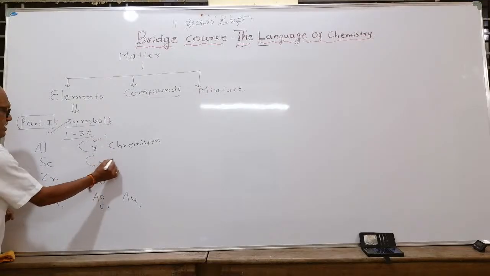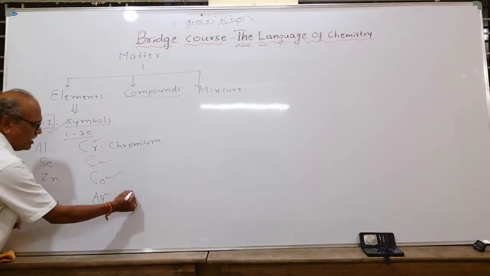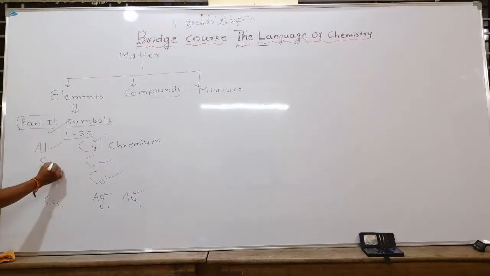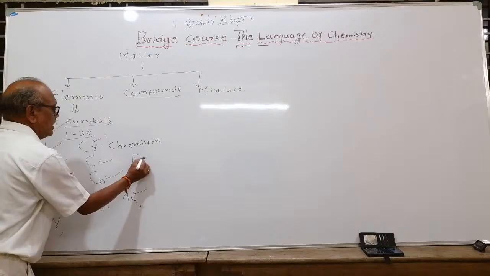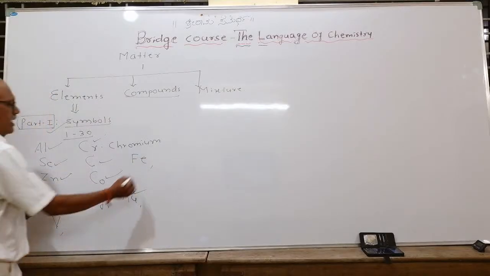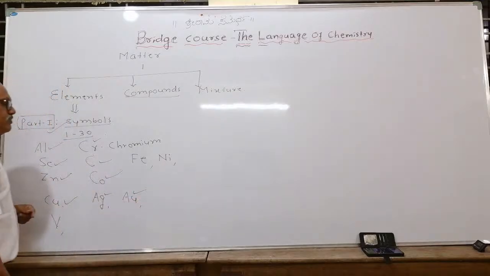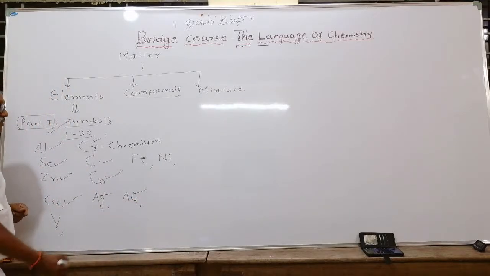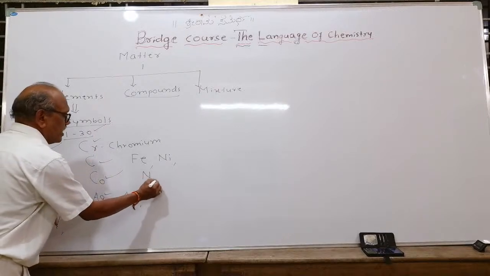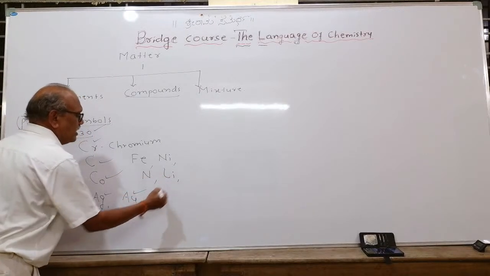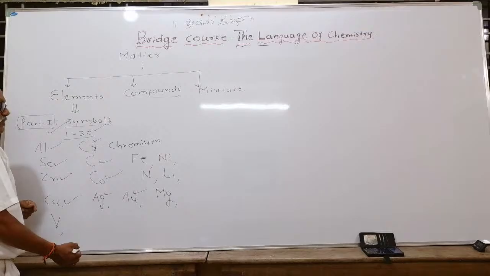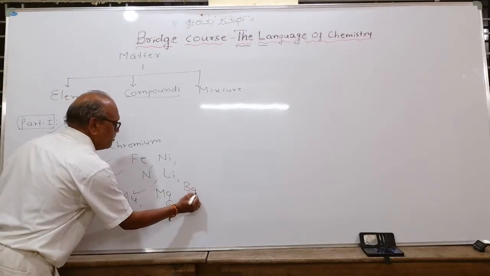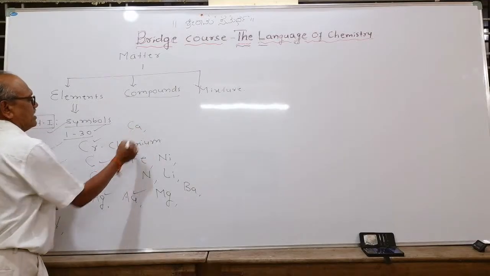Cr is chromium, C is carbon, Co is cobalt, Ag is silver, Au is gold, Al is aluminium, scandium, V stands for vanadium, Zn zinc, copper, Fe stands for iron, Ni stands for nickel. From 1 to 30 you make it perfect. What N stands for? Nitrogen. What Li stands for? Lithium. What Mg stands for? Magnesium. What Ba stands for? Barium. What Ca stands for? Calcium. Randomly.